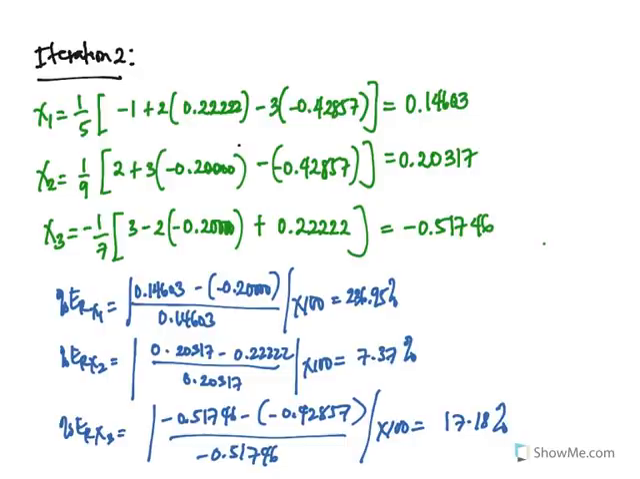So, ibig sabihin, yung 0.2037 natin for x2 sa iteration 2, although 7.37% lang yung error niyan, isa-subject pa rin natin siya sa next iteration. So, mababago pa yan. Okay? Hangga't hindi sila lahat nagle-less than 10%. So, sa next iteration, iteration 3, lahat ng values sa iteration 2, carry over papunta sa iteration 3. We will use the same set of formulas.